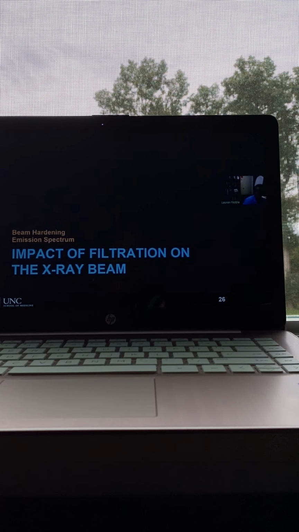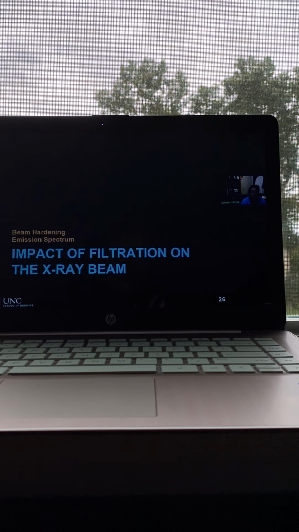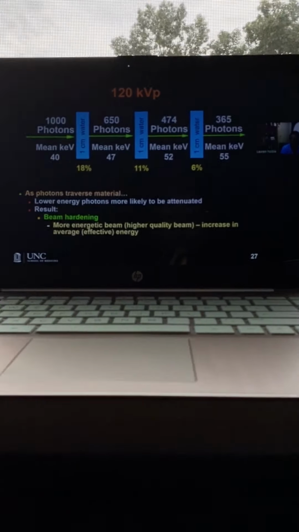And then the last thing is looking at the impact of beam hardening on the emission spectrum. Let's go ahead and stop here because you need a break before your next class. We can pick up with these three slides easily on Wednesday.